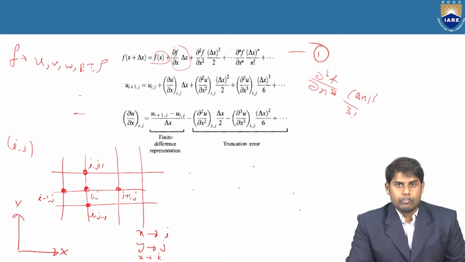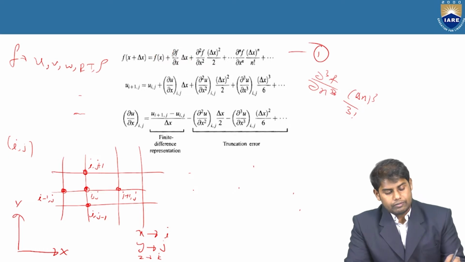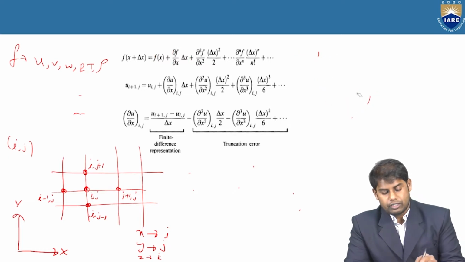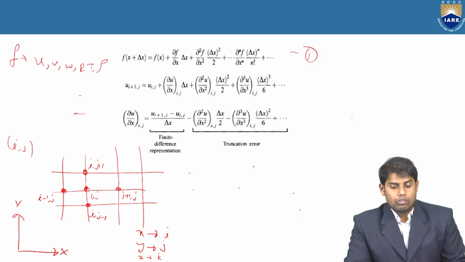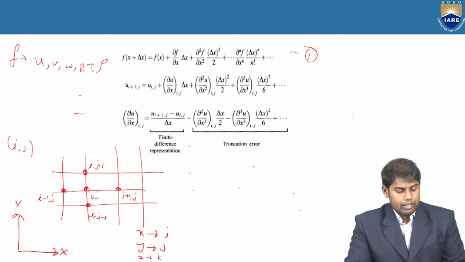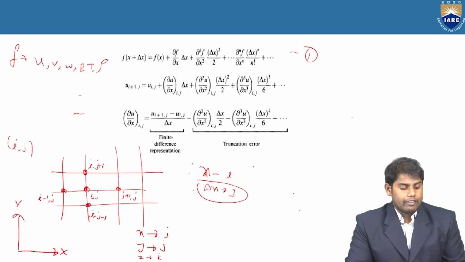From the Taylor series expansion, how many terms you consider is very important, and the consideration of these terms will give rise to the order of accuracy of this scheme. Okay, so we will see here what we are doing: in this equation 1, we are replacing x as i and delta x as 1, and we are writing it in subscript form instead of this form.